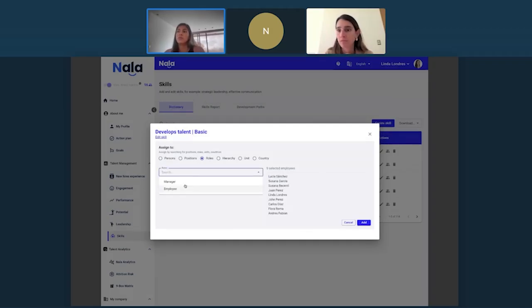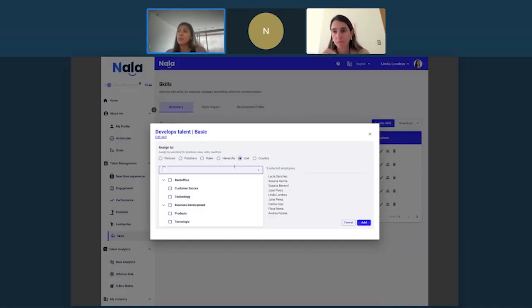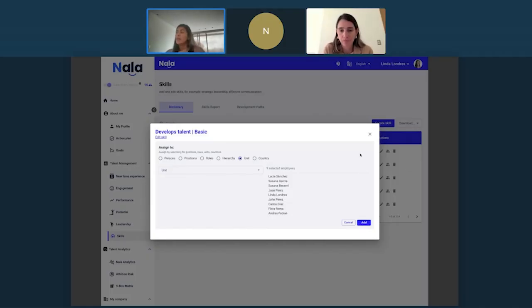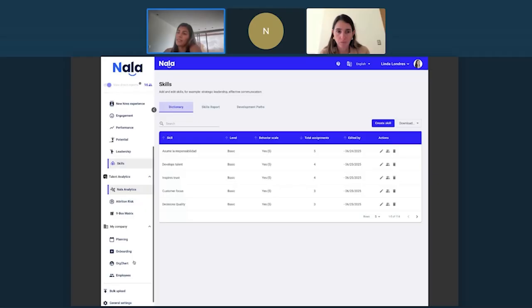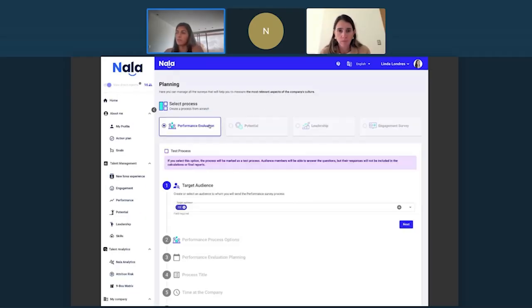For example, this is going to be for everyone that is a manager, or I can do it by position, for this specific position, or by business units. Everyone in the IT unit is going to have this specific skill set that they want to develop. Once I assign all the people, Nala is going to say, okay, Xime has this specific position or role, so she has this skill, and then I can measure that skill when I'm doing the performance evaluations.